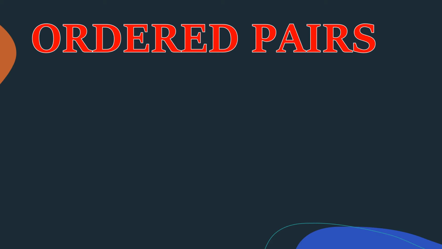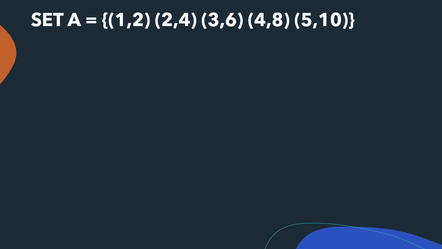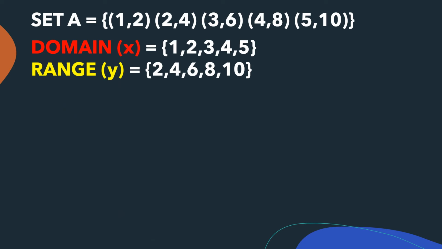Another way is through ordered pairs. This is a set of x and y pairs. x is always the first element and y is the second element. In set A, we have (1, 2), (2, 4), (3, 6), (4, 8), and (5, 10), wherein the domains are 1, 2, 3, 4, 5 and the range are 2, 4, 6, 8, 10.